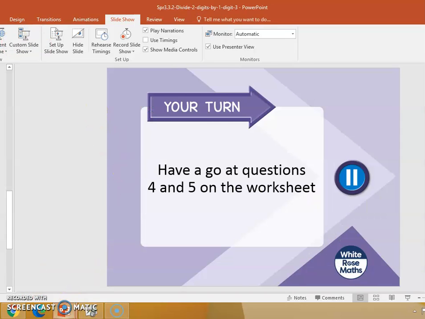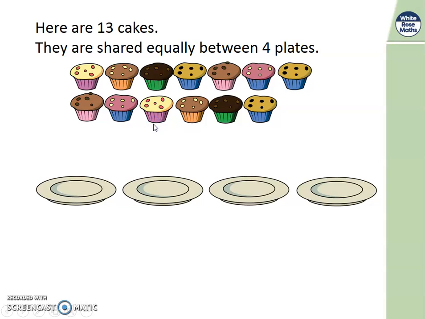Let's have a look at the next section. Now we've done looking at grouping. What about if we share the things? So here are 13 cakes and they're shared equally between 4 plates. So let's have a look at sharing those out equally.